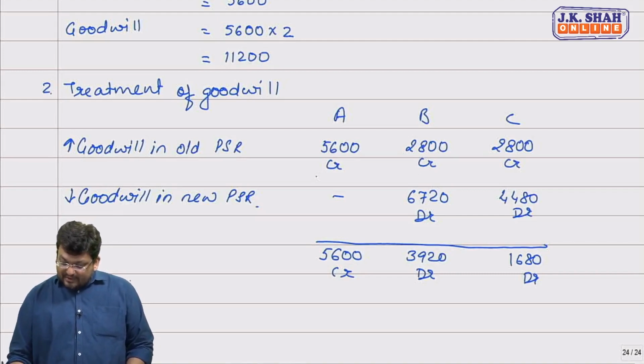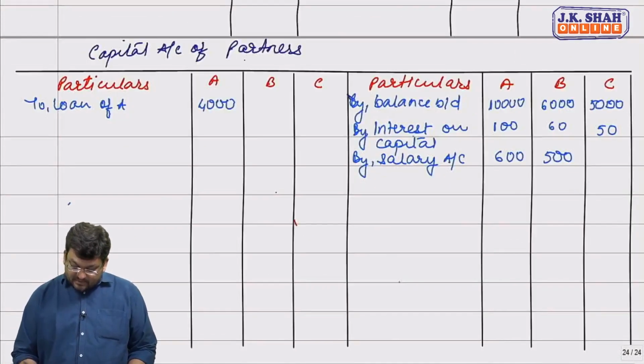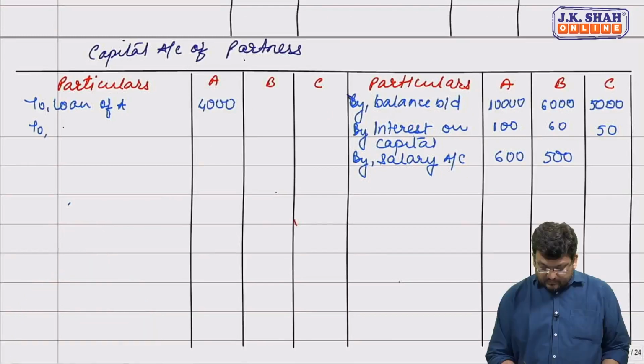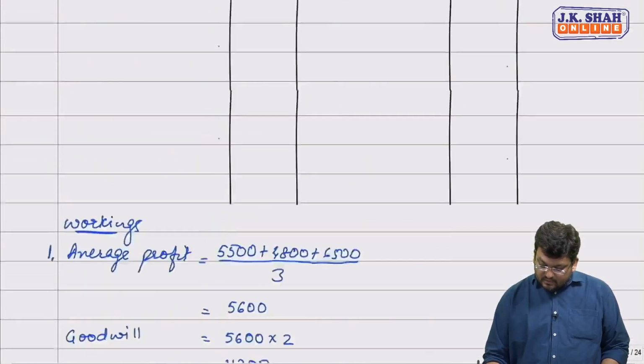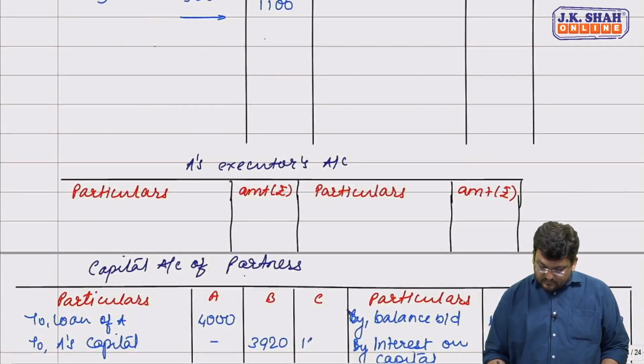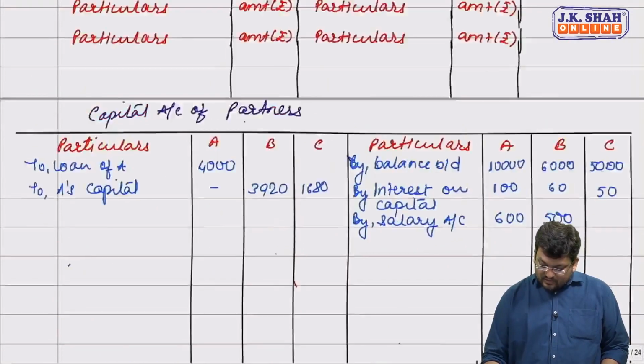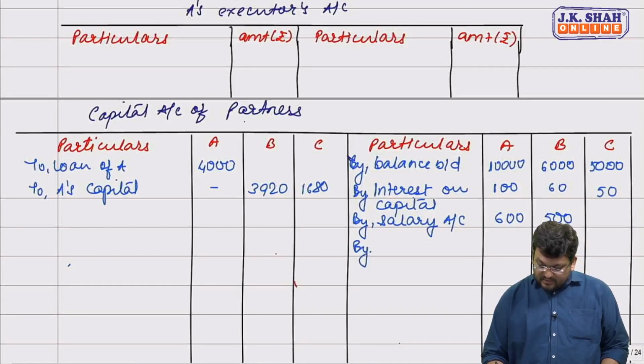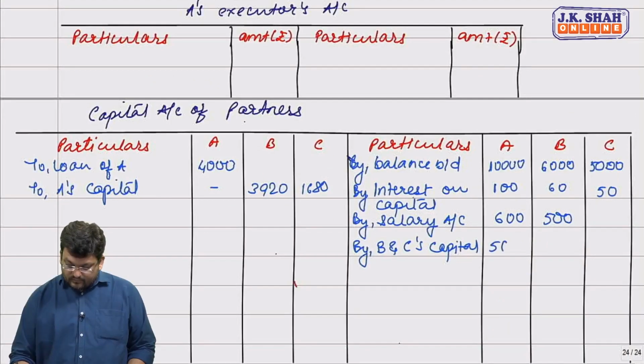So B, C to A. B's capital debit, C's capital debit to A's capital, 3,920 and 1,680. In A's account, we'll credit that by B and C's capital account. Correct.